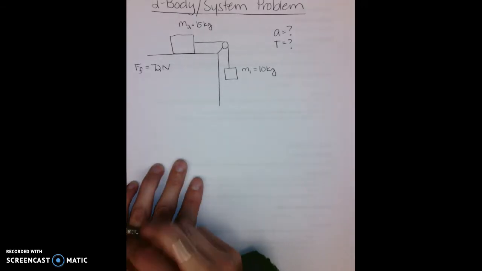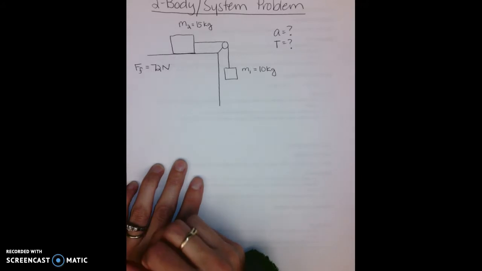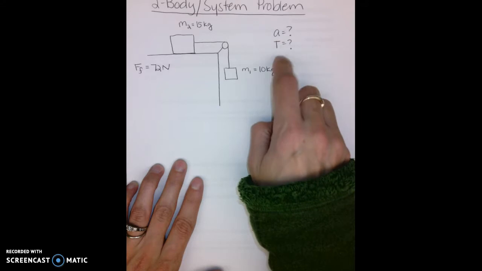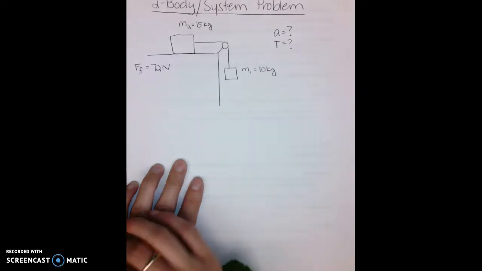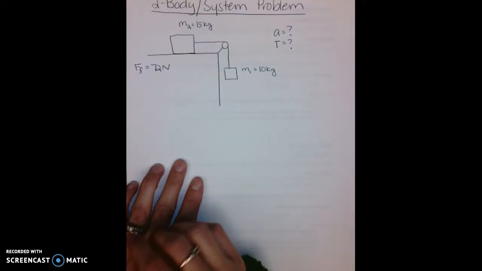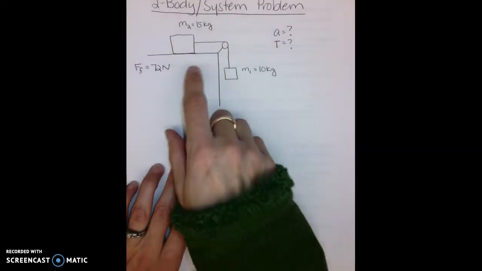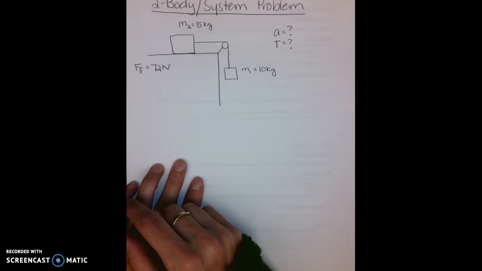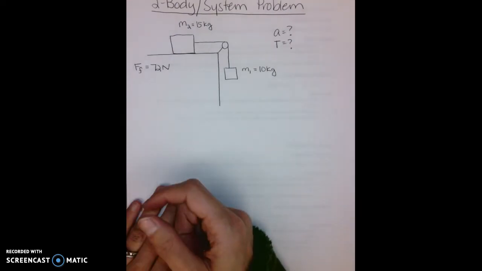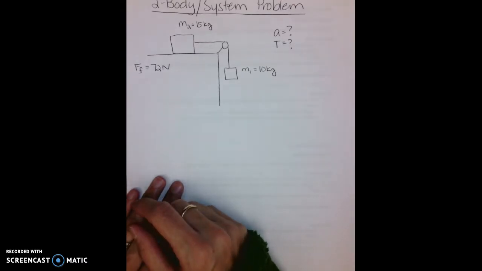Okay, two things I'm going to show you how to do today for problems like this. The first is the acceleration of both objects, and the second is the tension in the string. I can claim that the acceleration for both objects is the same, and that is true because they are connected by a string. They will move with the same acceleration. So let's start there. The first thing I need to do is make a free body diagram.